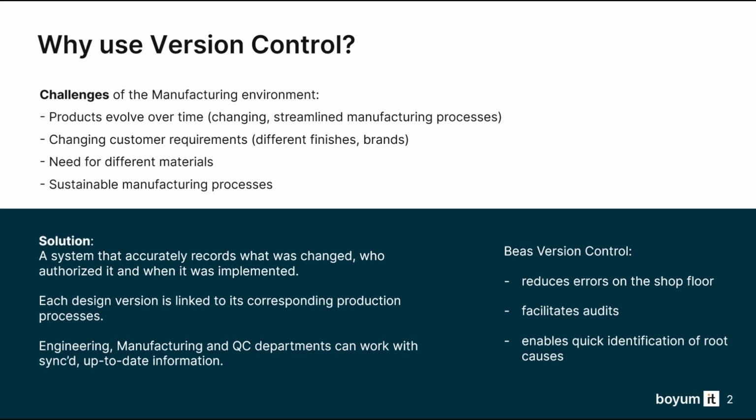This allows each design version to be linked to its corresponding production process, ensuring that engineering, manufacturing, and quality control departments work with synchronized and up-to-date information. Additionally, this level of detailed control reduces errors on the shop floor, facilitates audits, and enables quick identification of root causes in the event of failures or deviations in the final product.